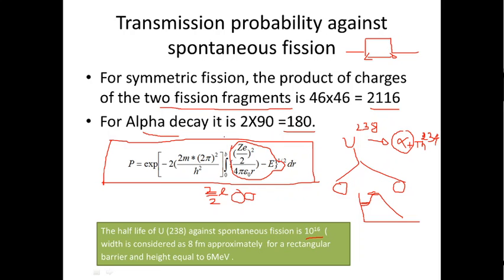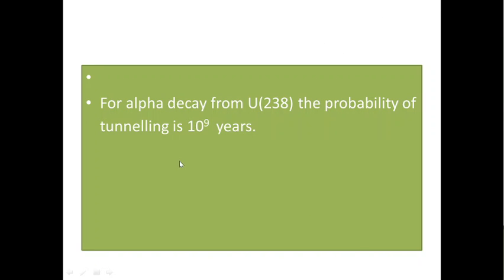But having said that, the probability is not zero. There is a finite probability which leads to a half-life of 10 raised to 16 years. So for alpha decay, the half-life is 10 raised to 9 years, and for fission fragment, it is 10 raised to 16 years.